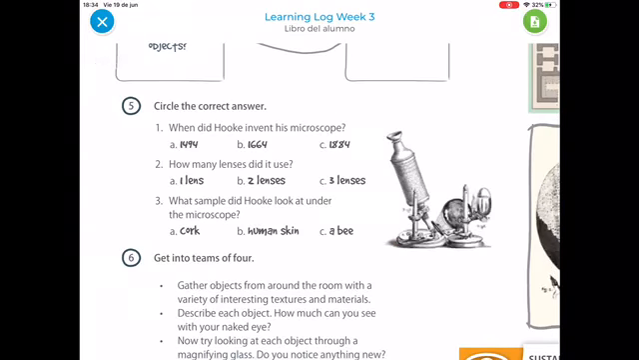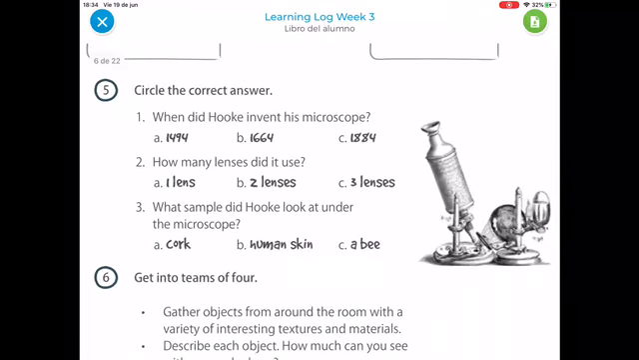Then we're gonna circle the correct answer. 1. When did Hooke invent his microscope? 2. How many lenses did it use? 3. What sample did Hooke look at under the microscope?